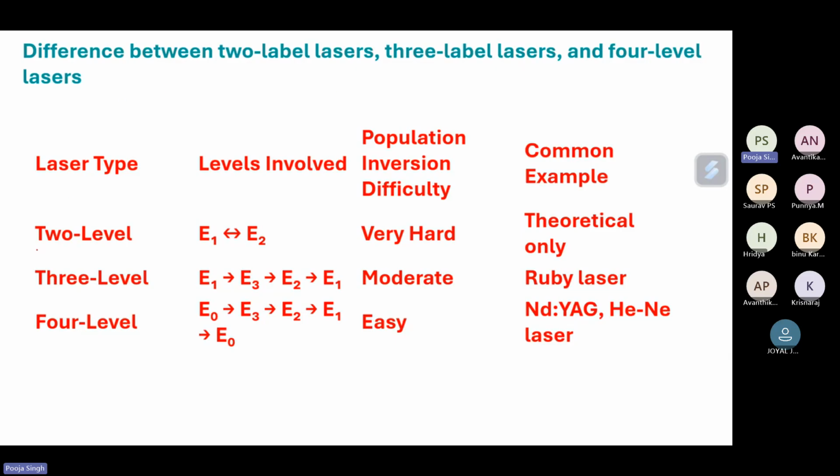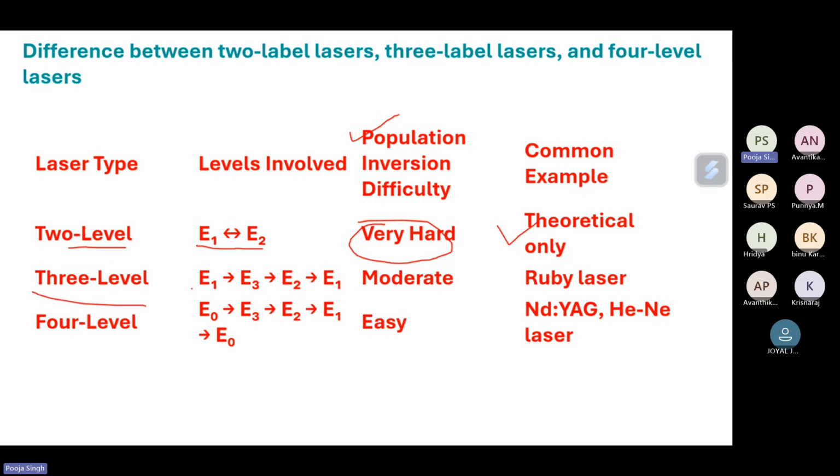In the 2-level laser, you have only one transition, E1 to E2, then E2 to E1. That is spontaneous, so it will be very hard. Why? Because the population inversion will not be high. In a 2-level laser, population inversion generally doesn't occur. It is theoretical only; experimentally we don't get it.